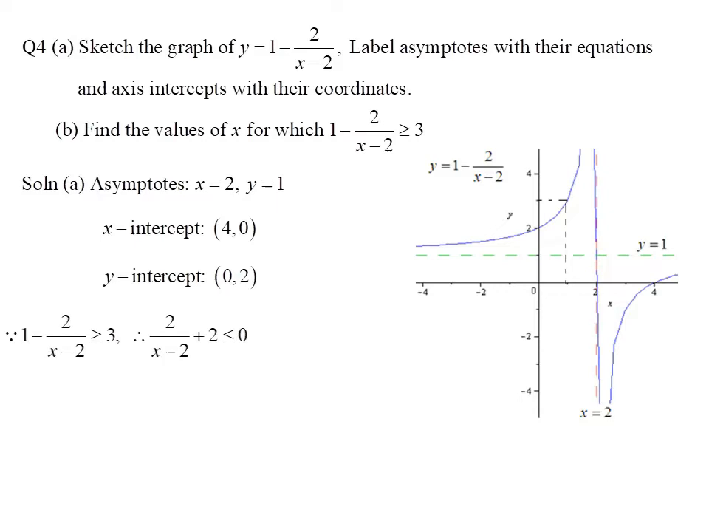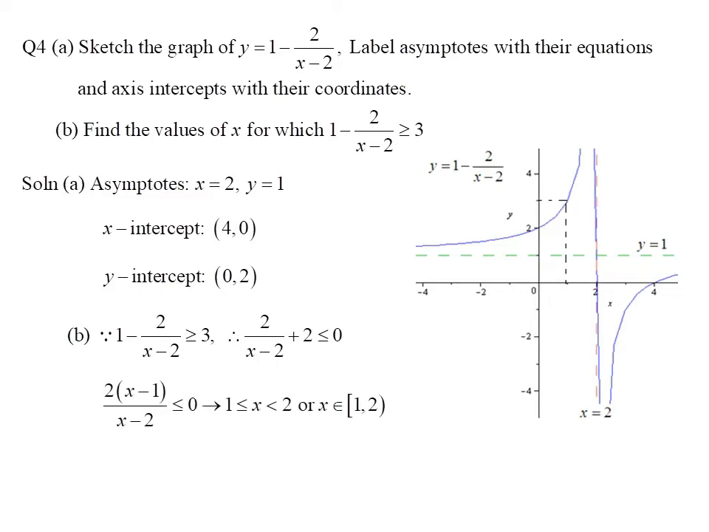To solve the inequality, all the terms are moved to the left side and then transformed to one fraction. So we have the simplified inequality of 2 times (x minus 1) over x minus 2 is less than or equal to 0. Solving the inequality gives that x is greater than or equal to 1 but less than 2.